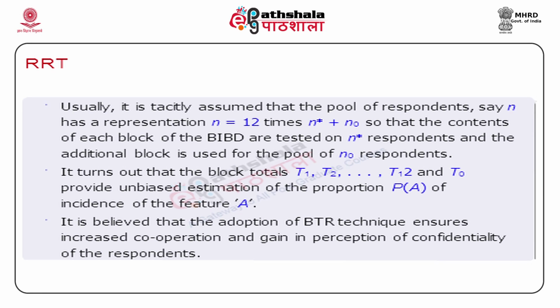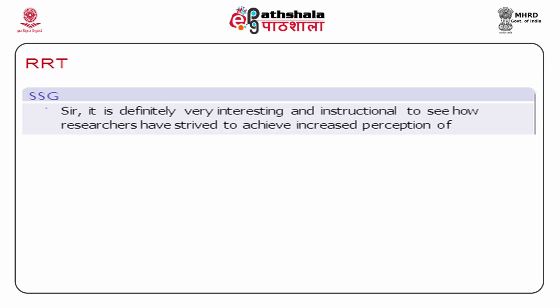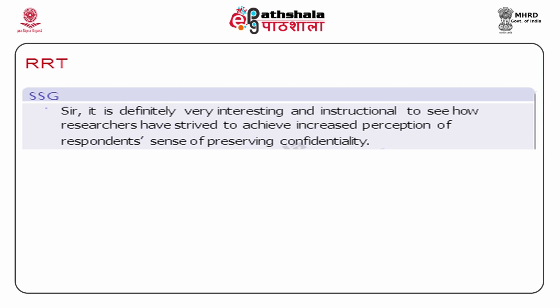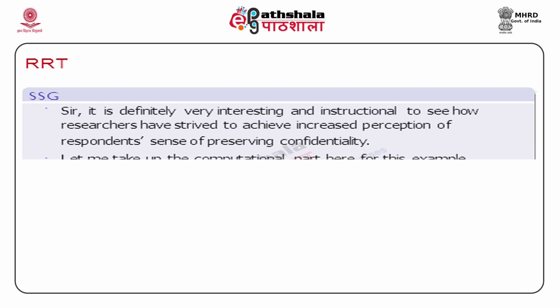Earlier it was look at feature A, and through this randomization technique you eventually hit only one single feature, but this time it is a total. Sir, it is definitely very interesting and instructional to see how researchers have strived to increase the respondents' sense of perceiving confidentiality. Let me take up the computational part here for this example.